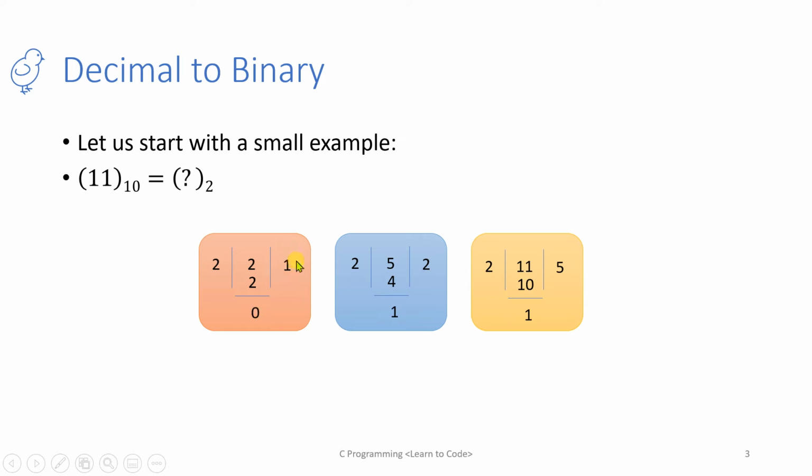But still the quotient is not 0. Hence you have to divide this 1 by 2 again. 1 divided by 2, that is 2 zeros are 0, and you get the remainder 1. Now the quotient becomes 0. So when the quotient becomes 0, you should stop the division.